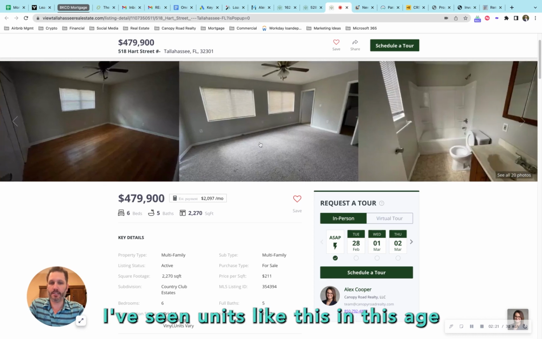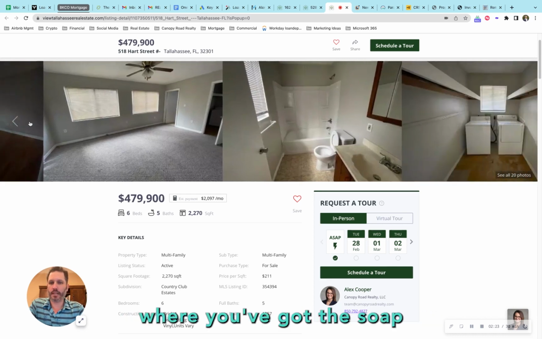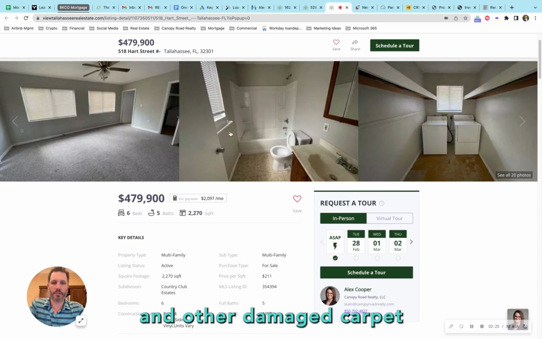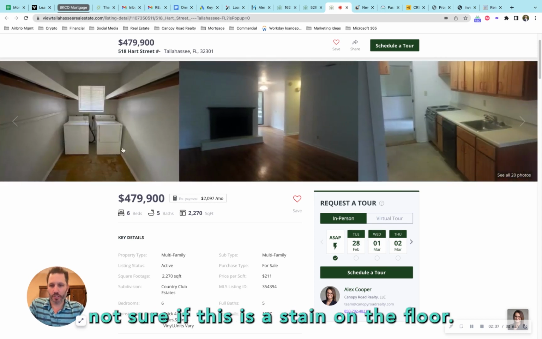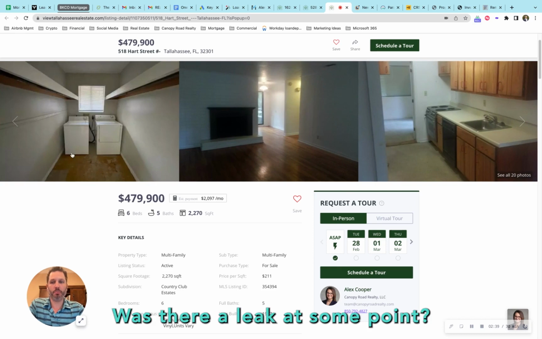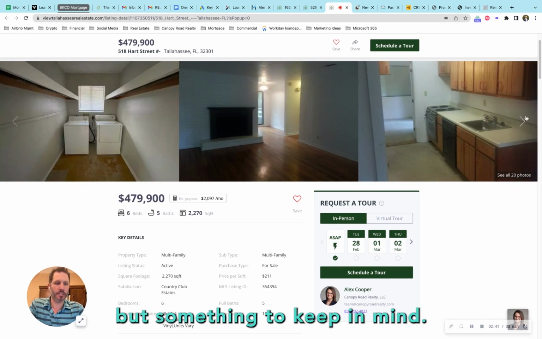I've seen units like this in this age where you've got the soap holders missing and other damage. Carpet has been replaced at some point since the 50s, but with tenants, you're going to replace carpet all the time. Something else looking through these pictures here, I'm not sure if this is a stain on the floor. Was there a leak at some point? Not sure what that is, but something to keep in mind.